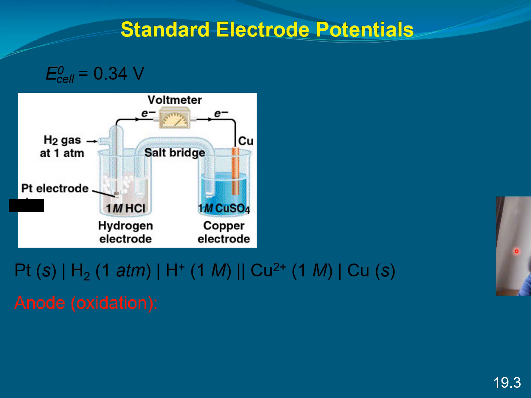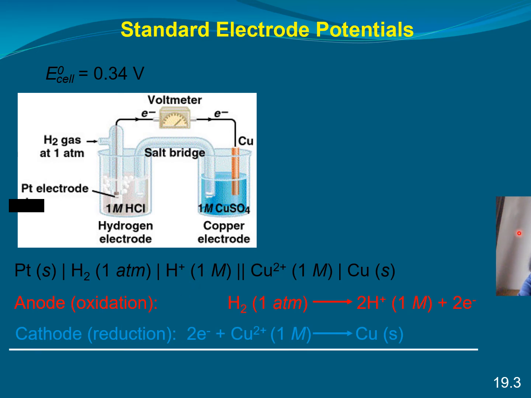Okay. Now, which is the anode here? The anode is the hydrogen electrode. So this undergoes oxidation, and H2 gives you 2H+ plus 2 electrons. And the cathode undergoes reduction. So copper ions gain 2 electrons and give you solid copper. So what is my net reaction? The net reaction is H2 plus Cu2+ gives you Cu plus 2H+.